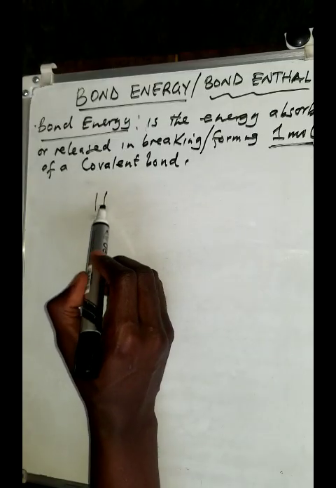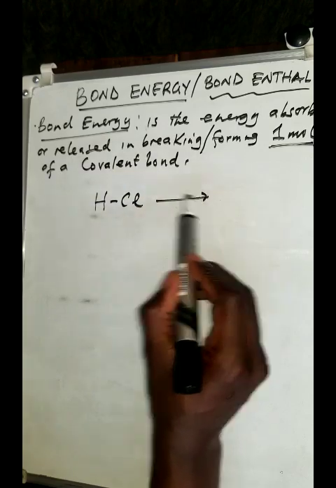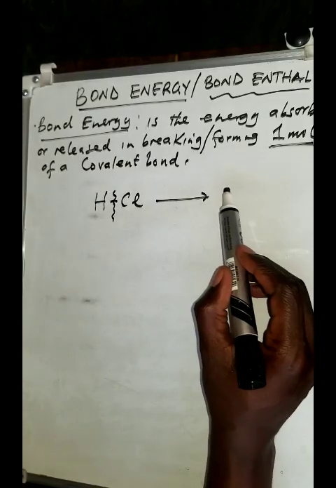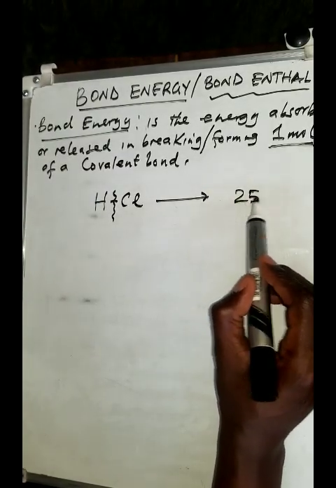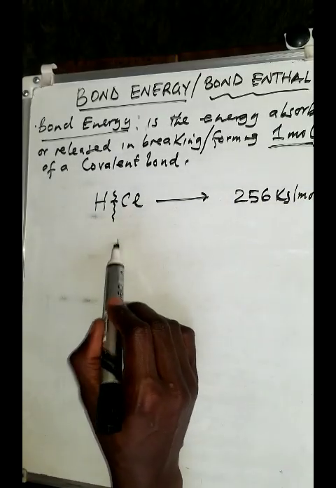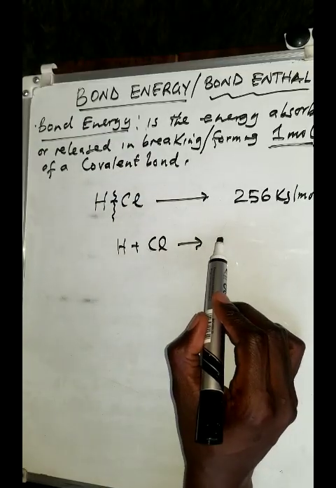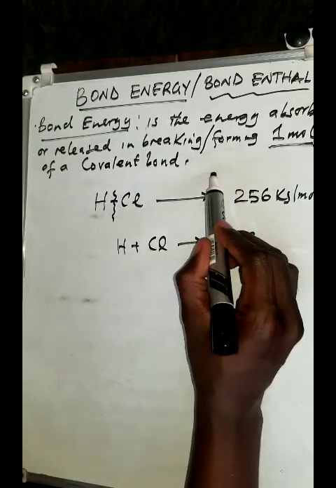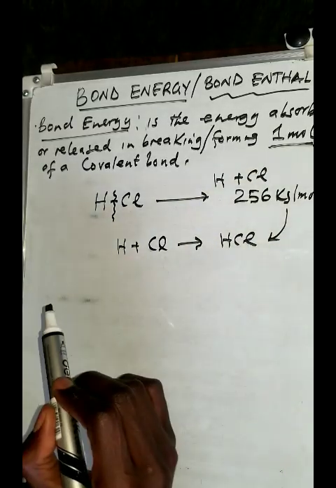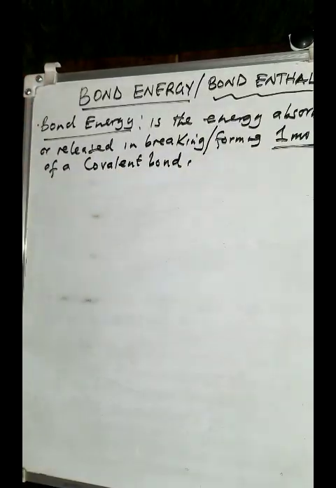For example, if you look at hydrogen chloride here, this is a bond that has been formed. Now, how much energy do you need to break it? Let's say the energy required to break this bond is 256 kilojoules per mole, meaning that if you were to form the same bond, hydrogen reacting with chlorine, you would release the same amount of energy, which is in this case 256. So just one mole of that covalent bond. That is what we call bond energy.